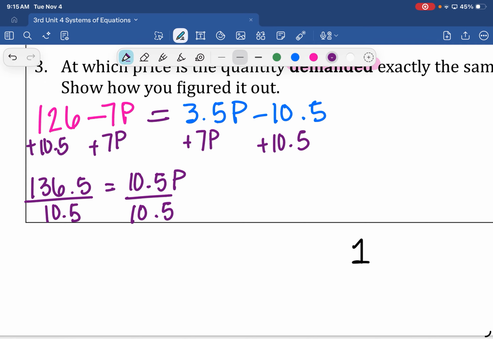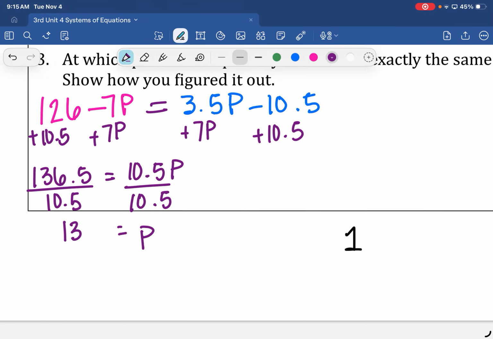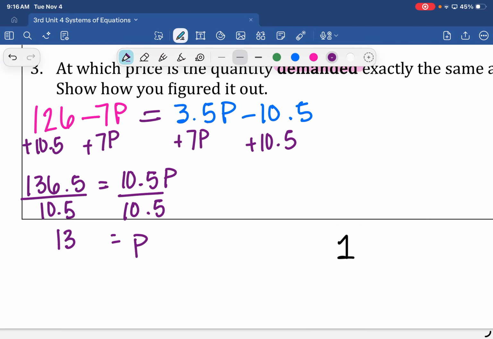So we solved that for P. And what does P equal? 13. So that's telling us we should sell it for $13. And I also want us to figure out what that means for our supply and demand.